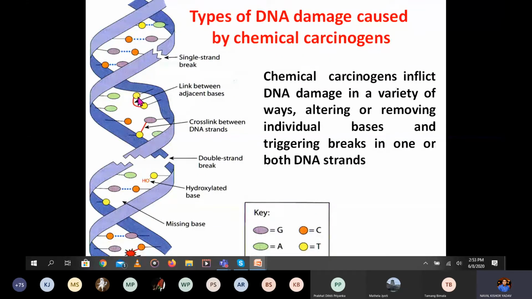Another, you can see this base has to be attached to the opposite one. Here, attached here, attached here, but it's attached to the adjacent base. This is also DNA damage. Cross link between the DNA strands, like this. A hydroxyl group is added to the base. This is also DNA damage. Here you can see the base is missing. So these are different types of DNA damage caused by the chemical carcinogen. You can note down: single strand break, double strand break, link between the adjacent base, cross link between the DNA strands, hydroxyl group attached to the base, missing base. These are the DNA damage caused by the chemical carcinogen.